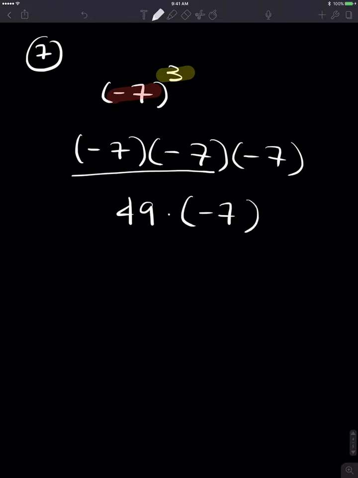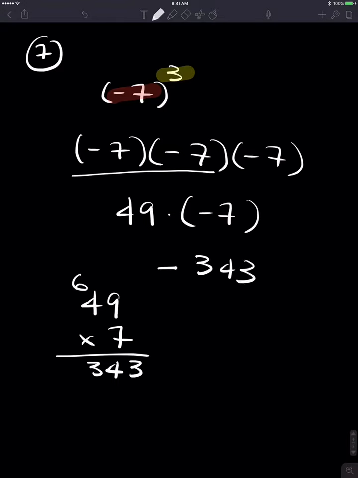I'm going to have to multiply my positive 49 by a negative 7. My answer is going to be negative, because a positive times a negative is a negative. But I'm going to have to do some scratch work to deduce the answer of 49 times 7. 9 times 7 is 63. 4 times 7 is 28, plus 6 is 34. My final answer is negative 343.